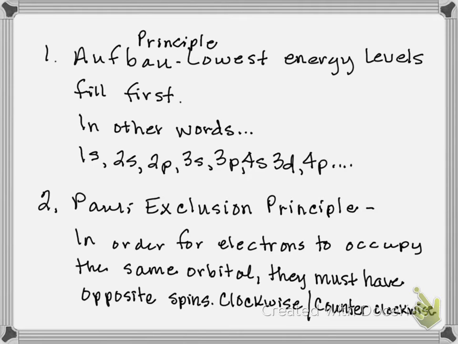The reason for this is an electron is a charged particle. And when a charged particle spins, it creates a magnetic field. And this magnetic field, just like having two south poles of a magnet or two north poles of a magnet together, they push each other away. That would be the same situation if we had those electrons spinning in the same direction and they were occupying the same orbital. They would push each other out. And so to avoid that, electrons have to have opposite spins in order to share space.